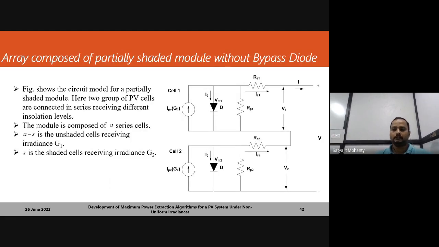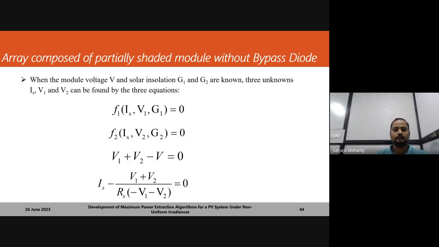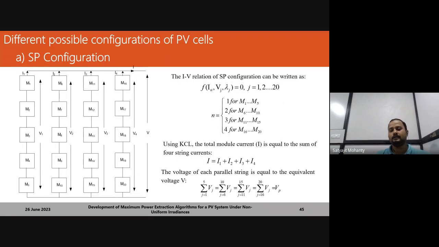So I will come to the main part. The only difference is that here we don't have a bypass diode in the output, so 2 configurations can be found, either with bypass diode or without the bypass diode. These are the I-V curve equations for the shaded and unshaded groups of cells. This is the thing I wanted to demonstrate. The first one you see is the SP configuration, the series parallel configuration. What is done here? This is the conventional one.